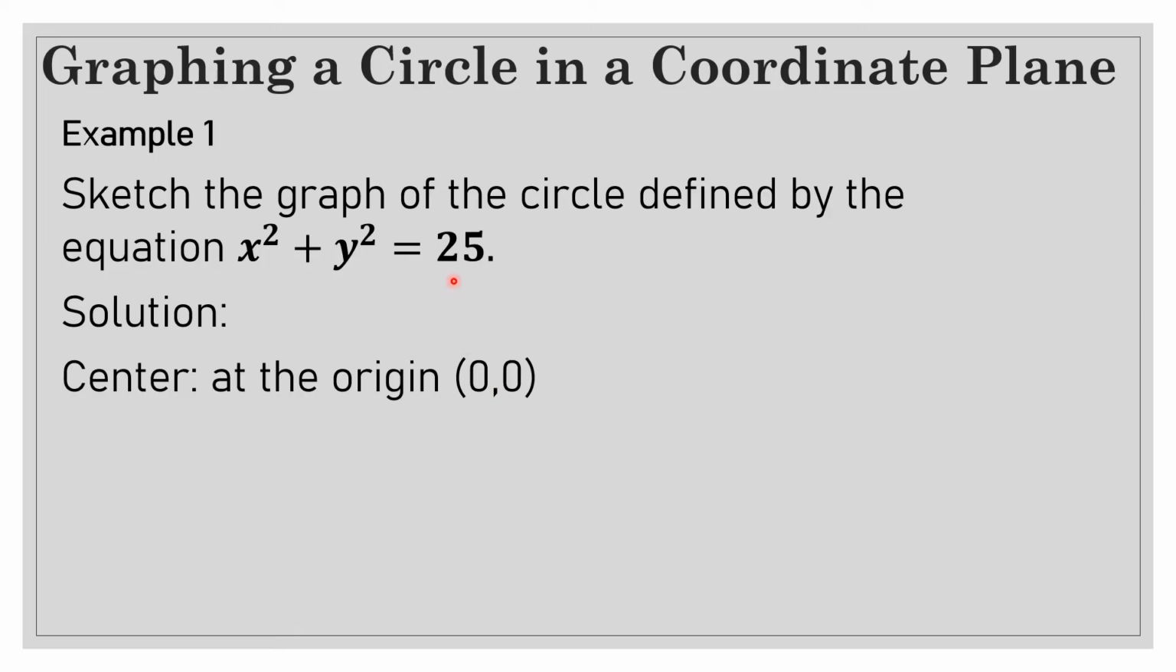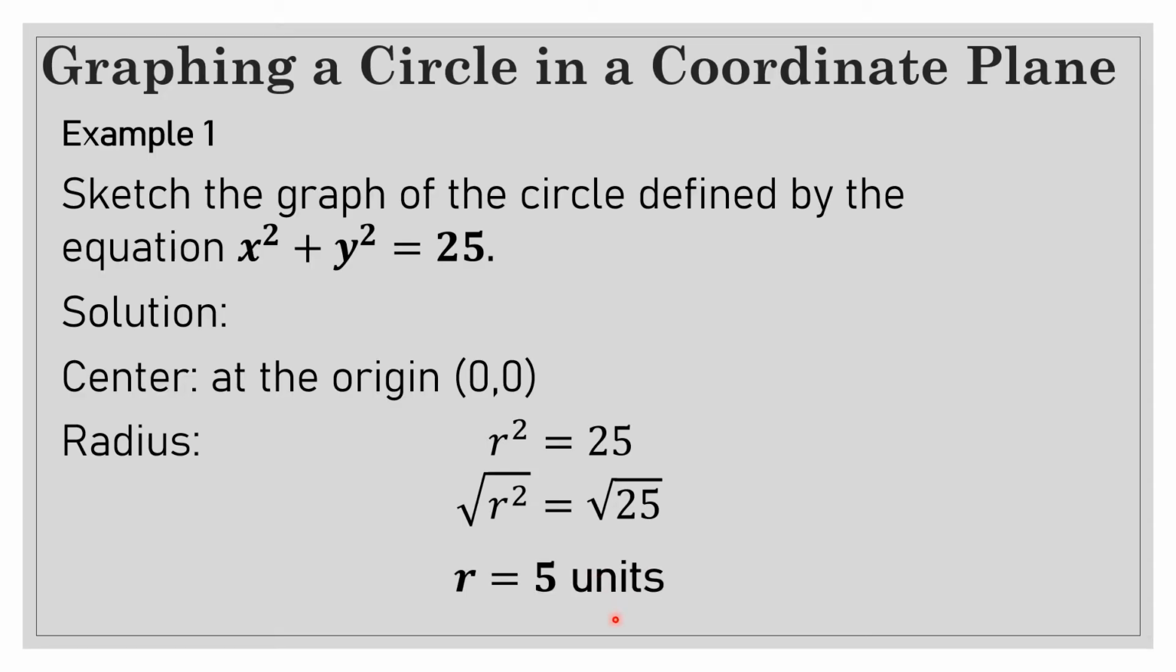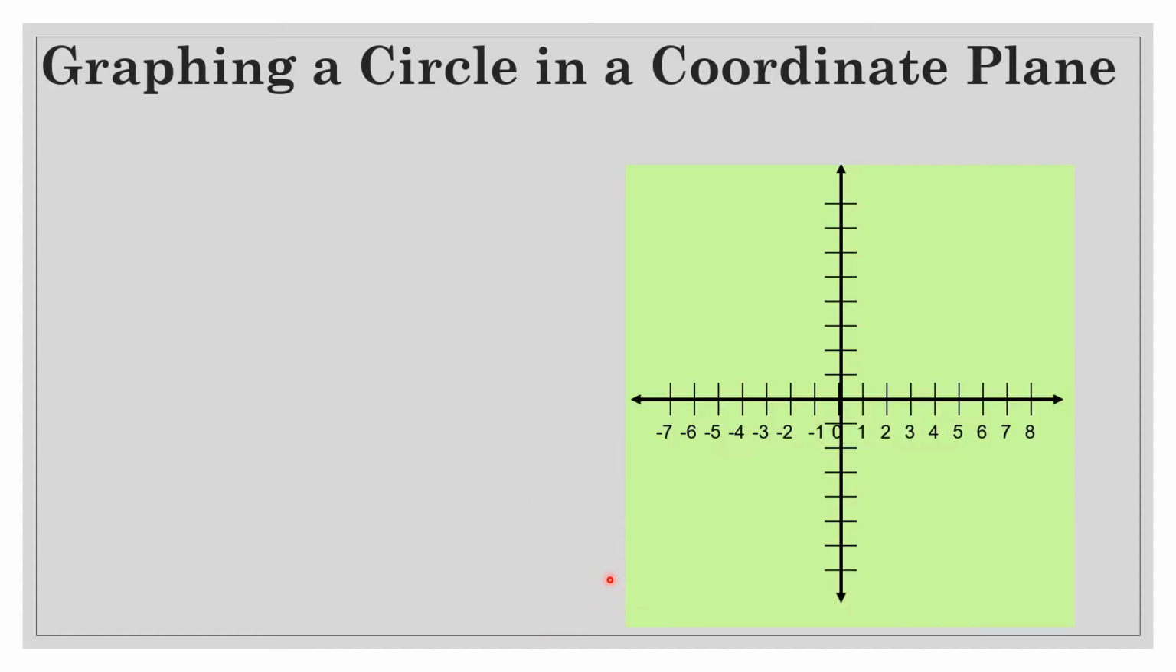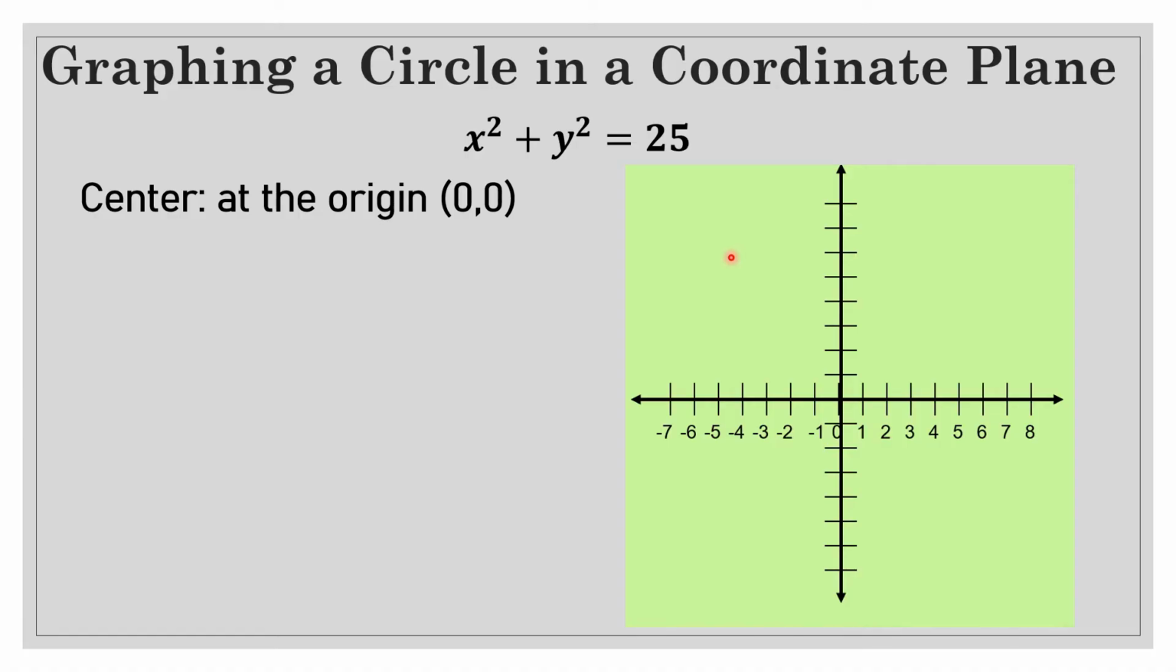Then, our radius, since this is r squared, it means our r squared is 25. So, to solve for r, get the square root of both sides. So, r is equal to 5 units. So, we now have the center and radius. Next, to graph our circle, first, let's draw our Cartesian plane. From our equation, x squared plus y squared equals 25, center at (0, 0), radius of 5 units.